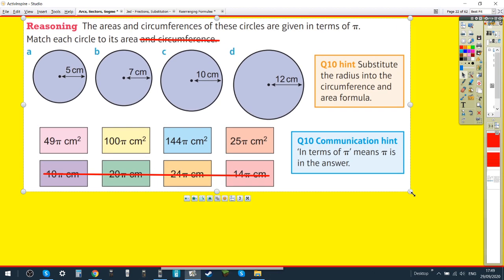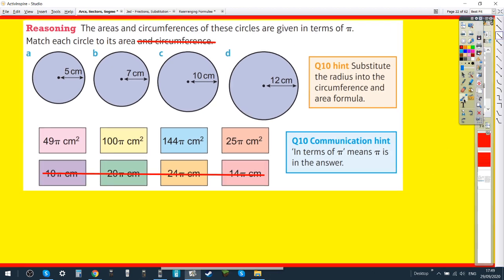Okay, match up. Would D be 144 pi? A is 25 pi centimeters squared. B is 49 pi centimeters squared. C is 100 pi centimeters squared. Well done.